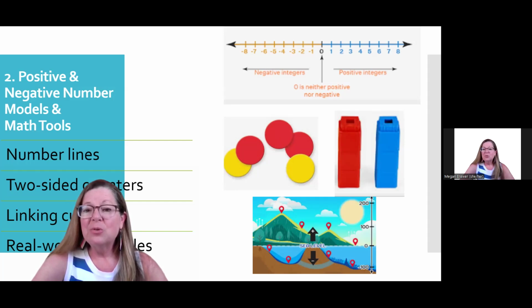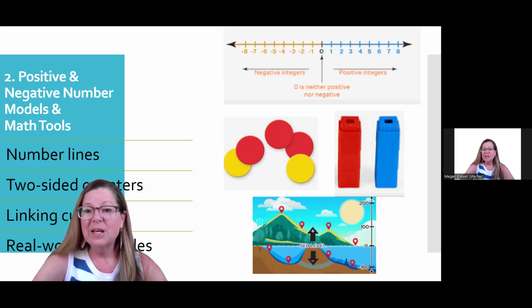Manipulatives, like those two-sided counters or the linking cubes, can be used to represent positive and negative numbers as well, with one color representing positive values and the other representing negative values. Students can physically combine and remove chips or blocks to model addition and subtraction of integers. This hands-on approach can help students develop a concrete understanding of integer operations.